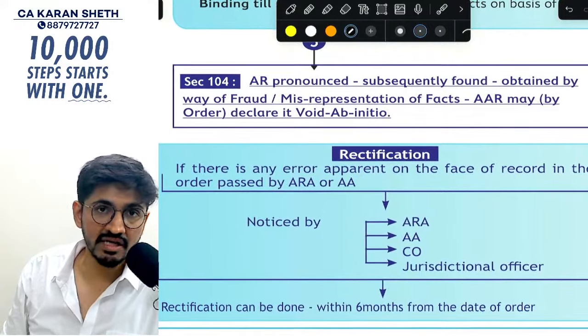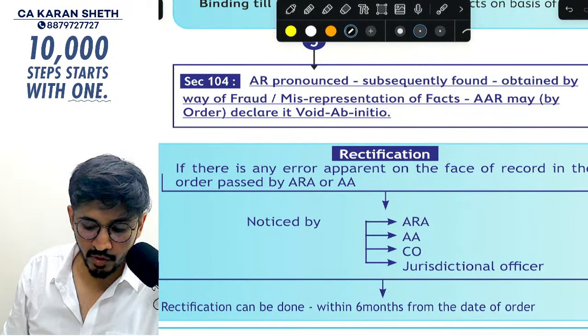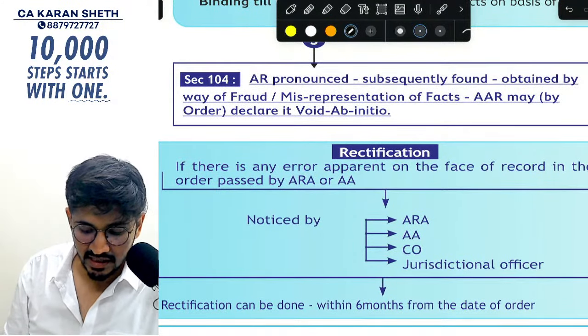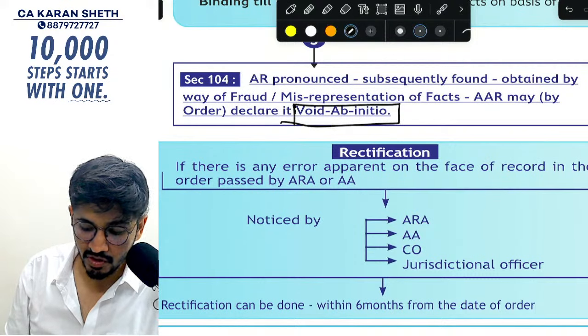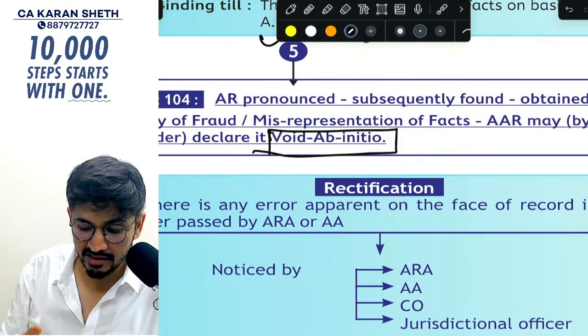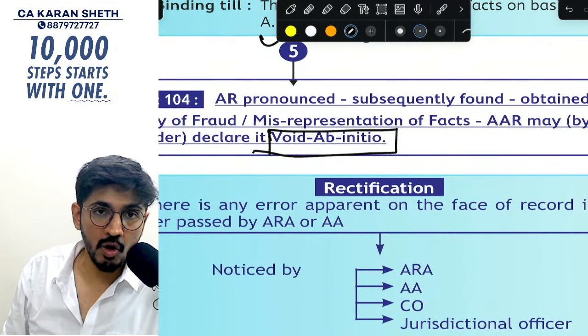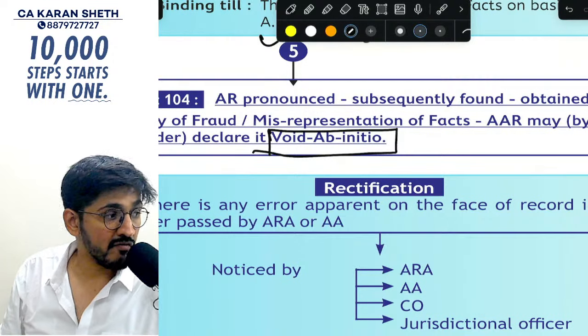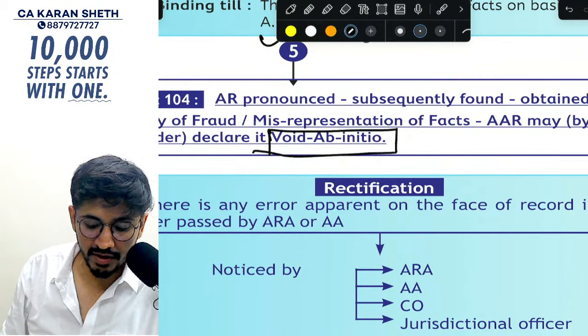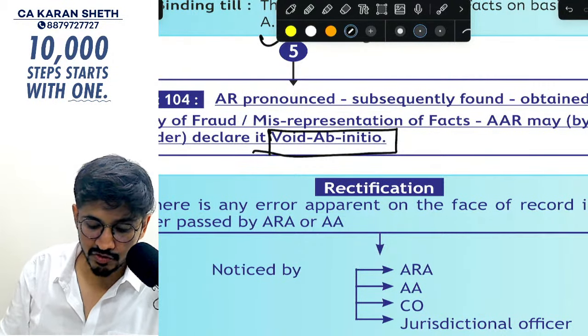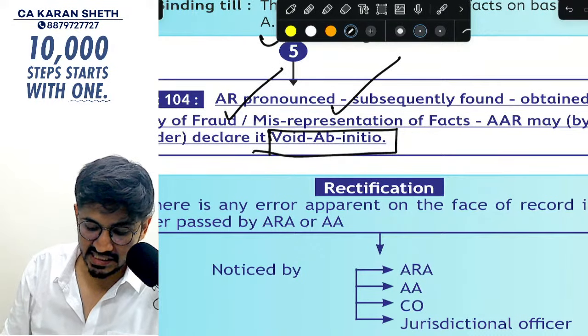Can the decision of ARA be considered void ab initio? Yes. It will be declared void ab initio if it is found that the facts on the basis of which the order was passed were actually obtained by way of fraud or misrepresentation.